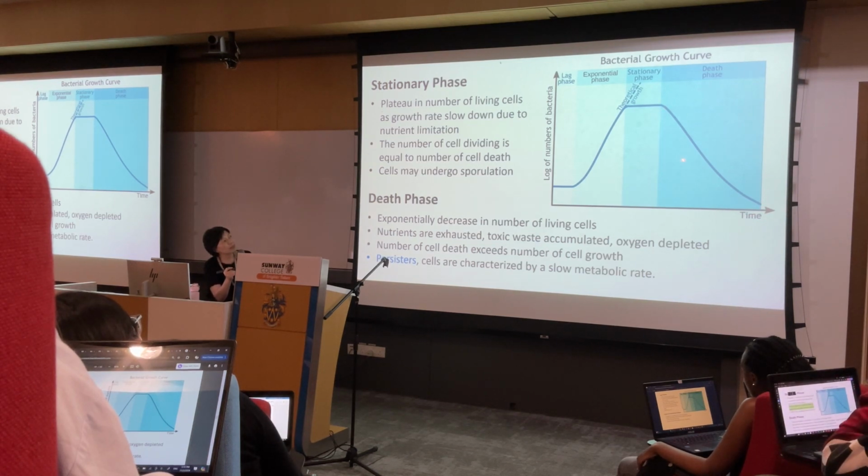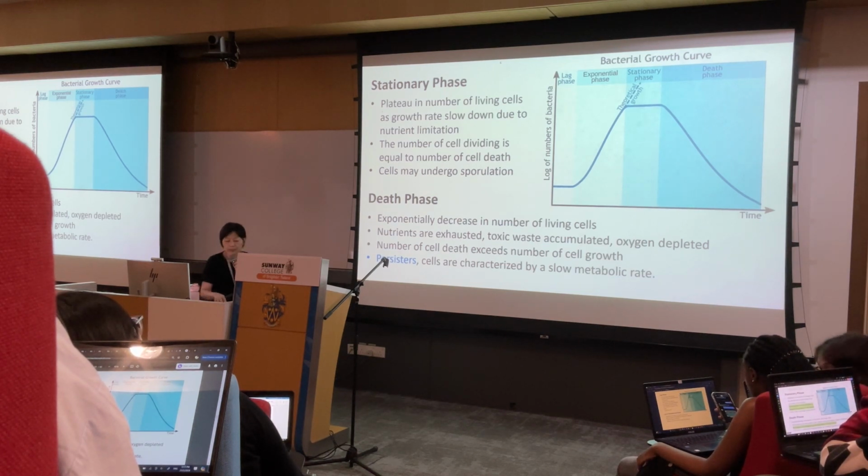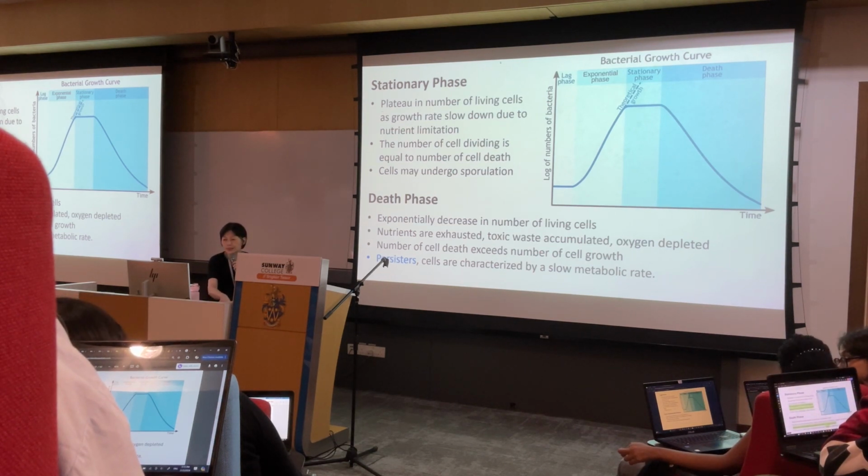So one thing that is important during the dead phase is the presence of persisters, which are cells characterized by a slow metabolic rate, persisters. This is very important for certain infectious diseases. So what is a persister?